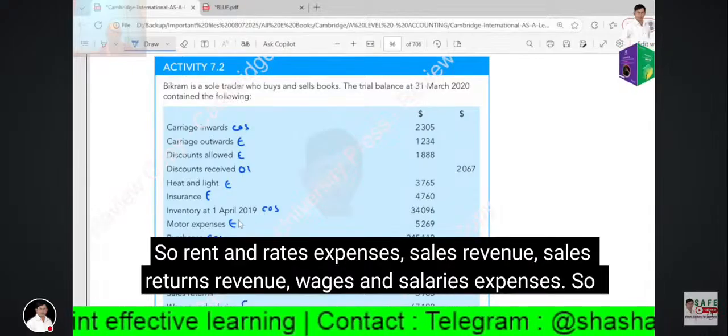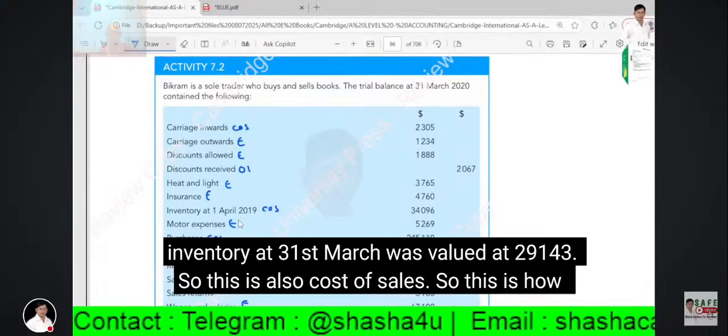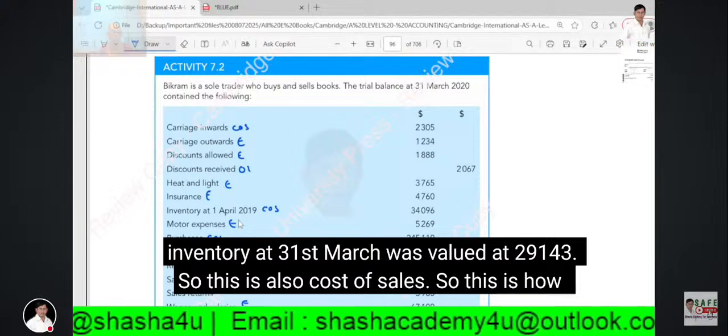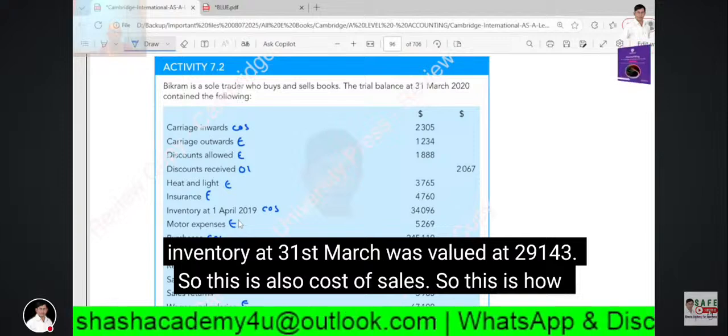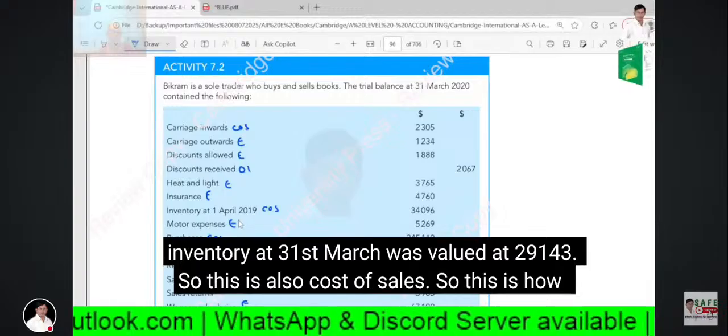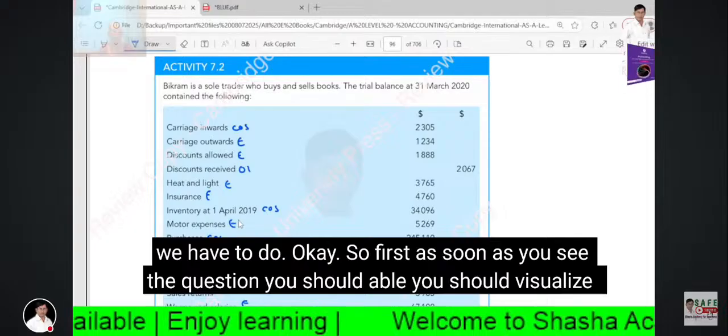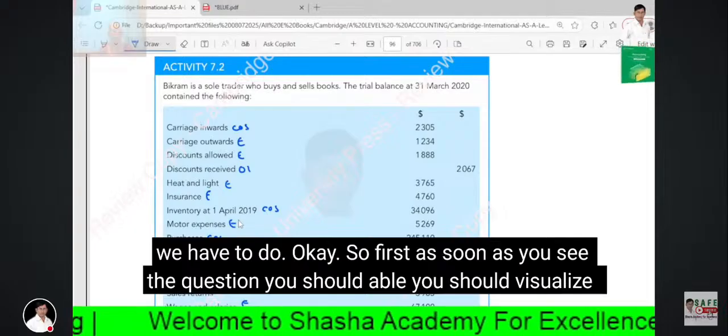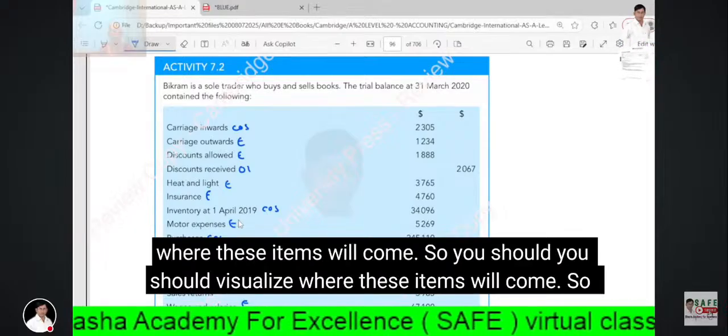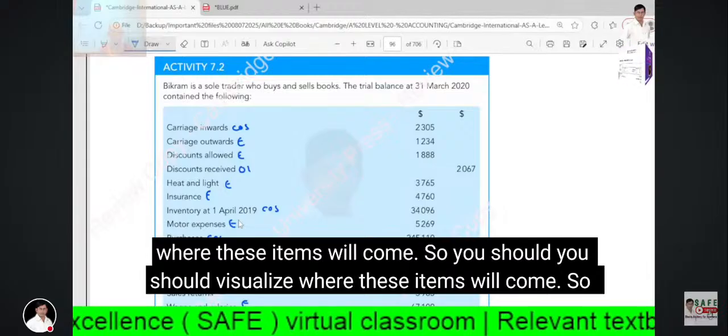So like this, okay. Then we have to total this. Given the asset side valued at 29,143. So this is how we have to do it. As soon as you see the question, you should visualize total assets, where these items will come.